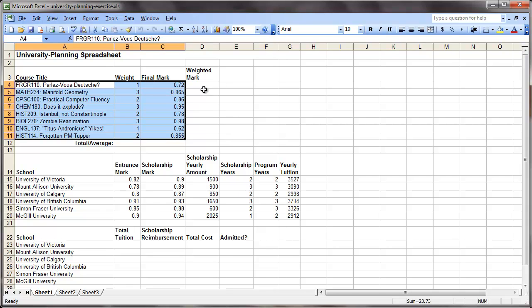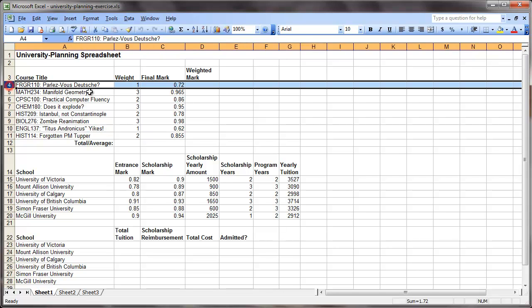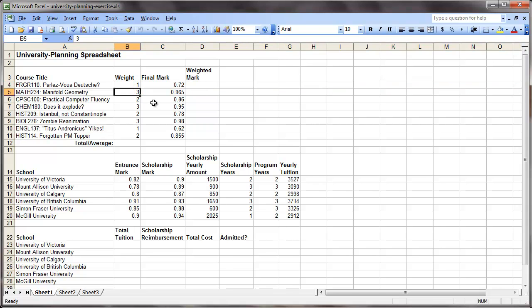The first thing it asks us to do is that our courses are weighted differently. For instance, this course, Math 234, has a weight of 3, but this one, FRGR, a combination French-German course, has a weight of only 1. So this one's worth a lot more. We want to do better in that course, and that's not uncommon at certain institutions.